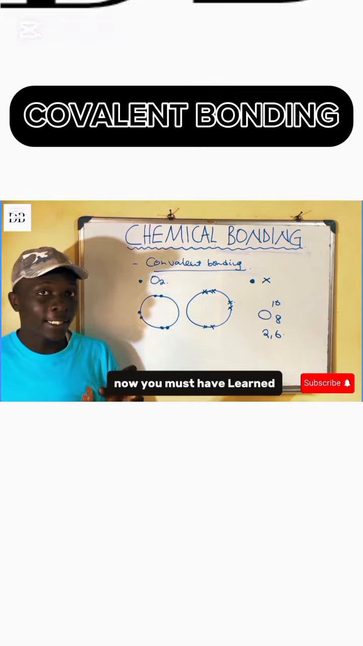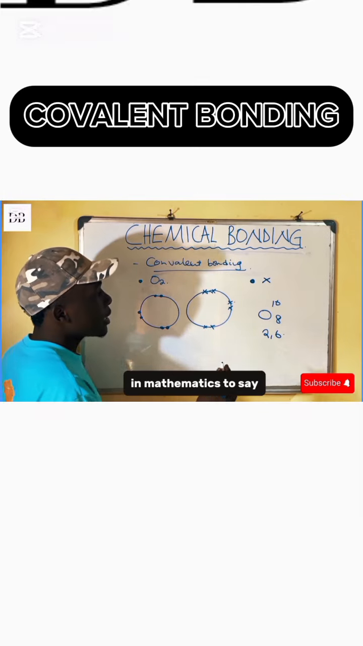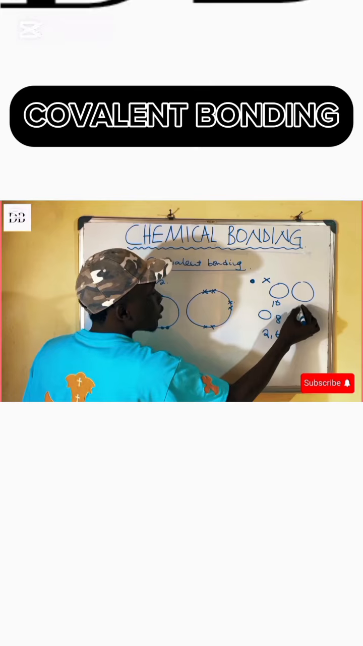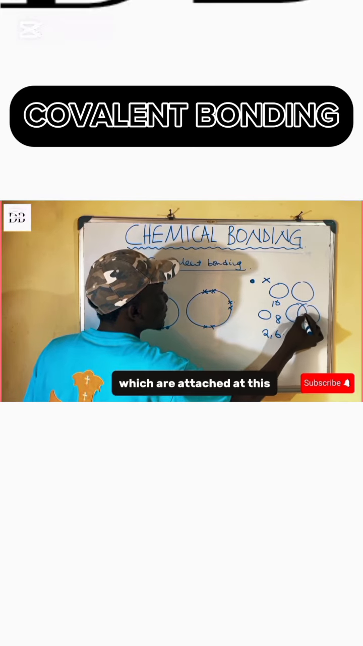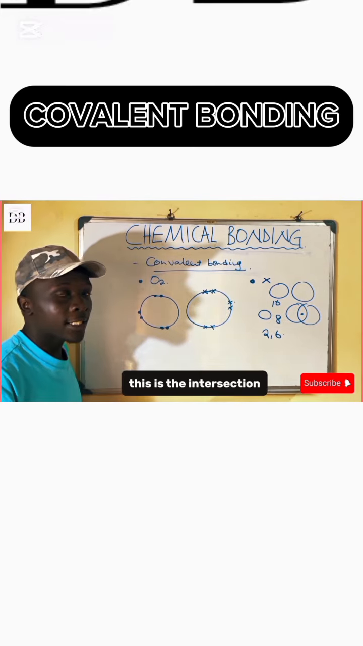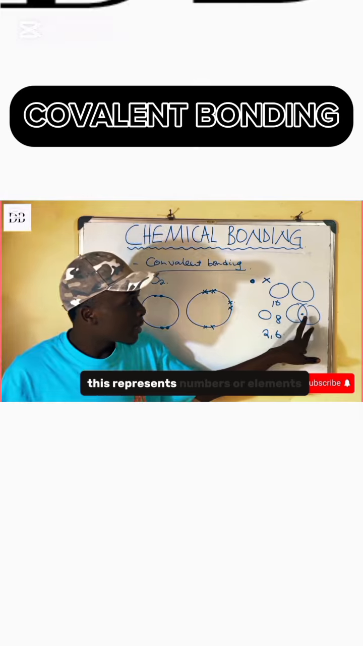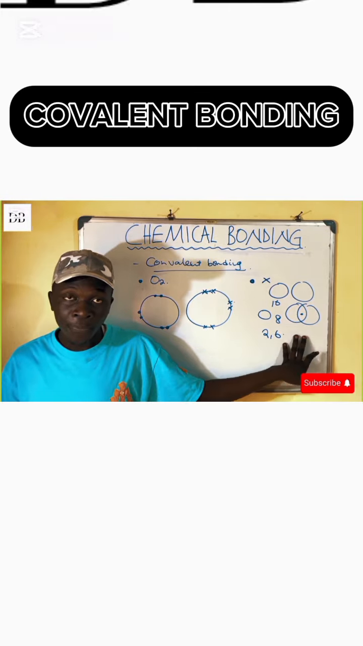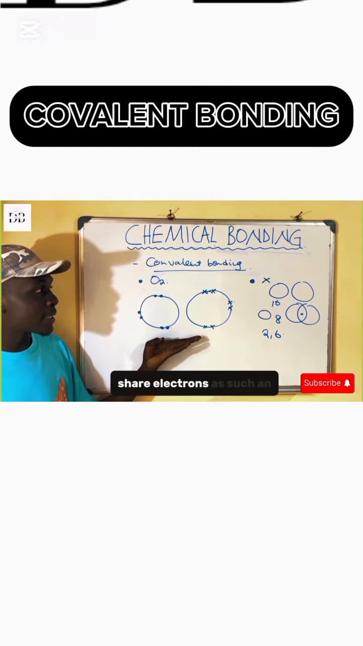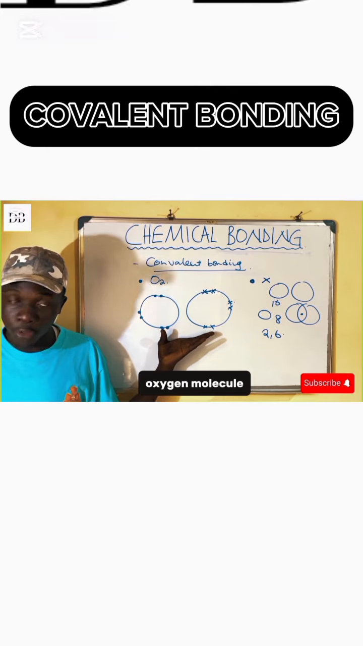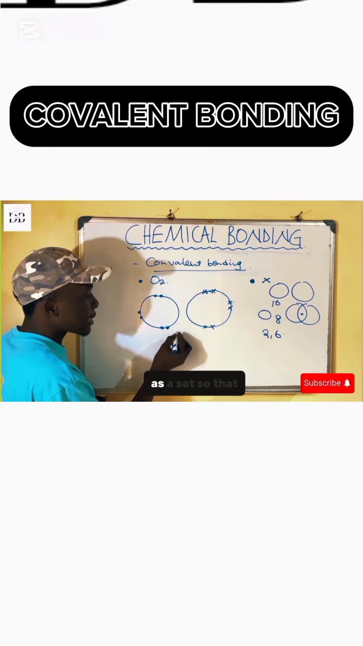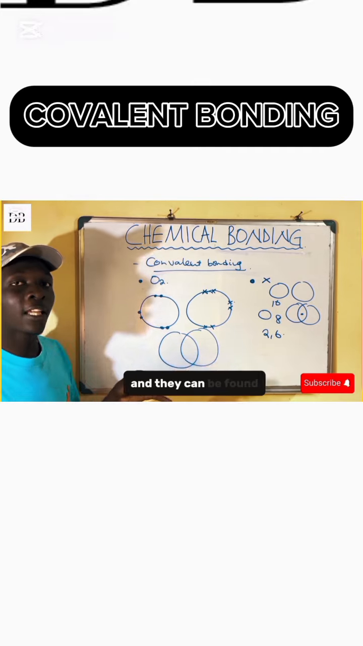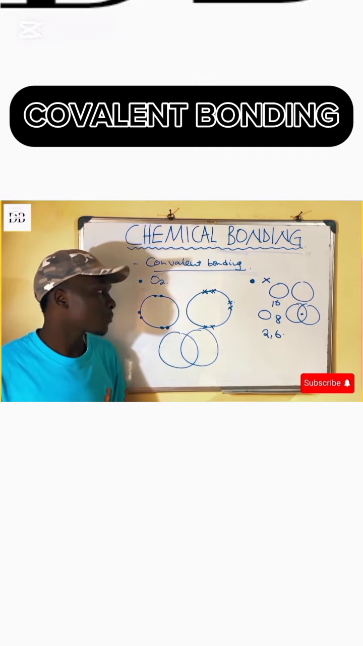Now you must have learned in mathematics to say when you have two sets like this, which are attached at this point, this is the intersection. This represents numbers or elements found in both sides of the set. So if we are to share electrons as such in an oxygen molecule, we need to draw it as a set so that we can share those electrons and they can be found on both ends.